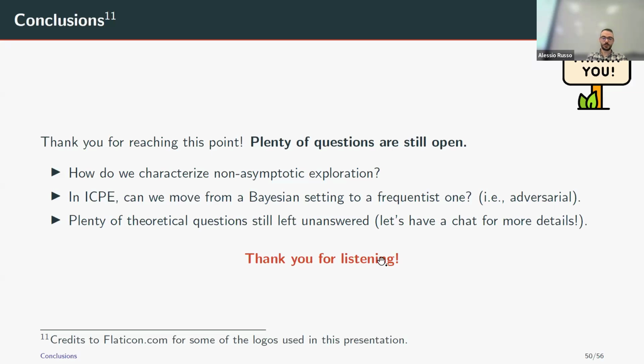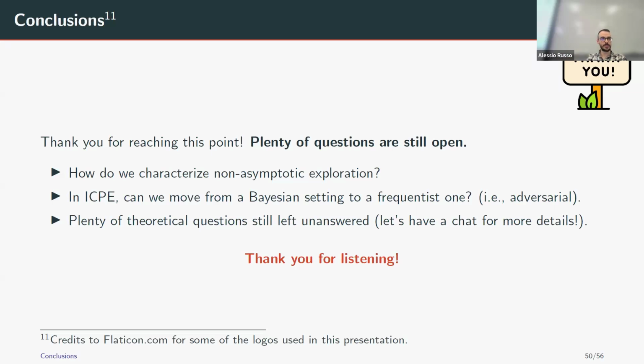Yeah, if you have any question, otherwise I'm just gonna briefly describe some open questions. So there are some open questions about non-asymptotic exploration. For example, in the MDP case, all the results are asymptotic. Another question is also, is there a better way to characterize the exploration that we need to do for estimating the model?